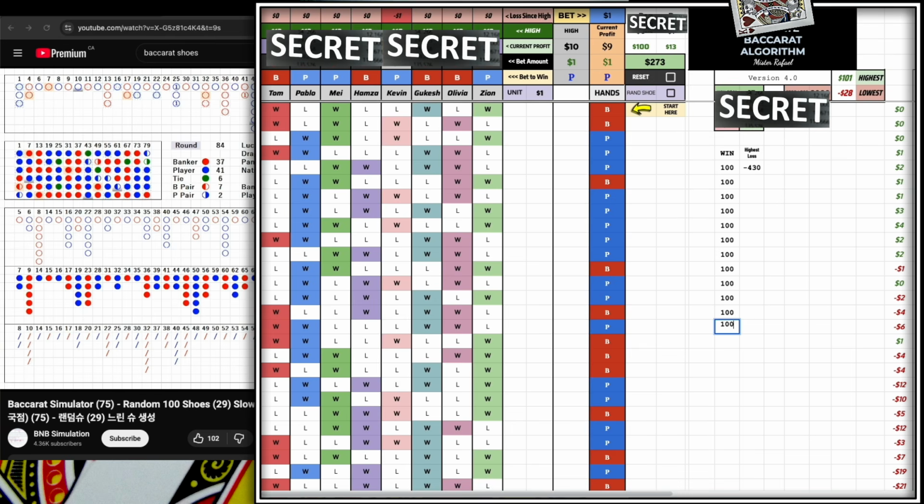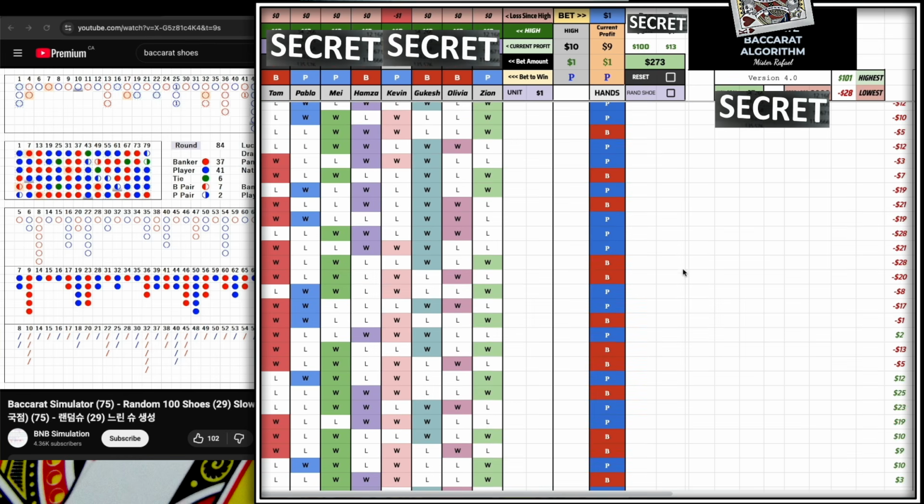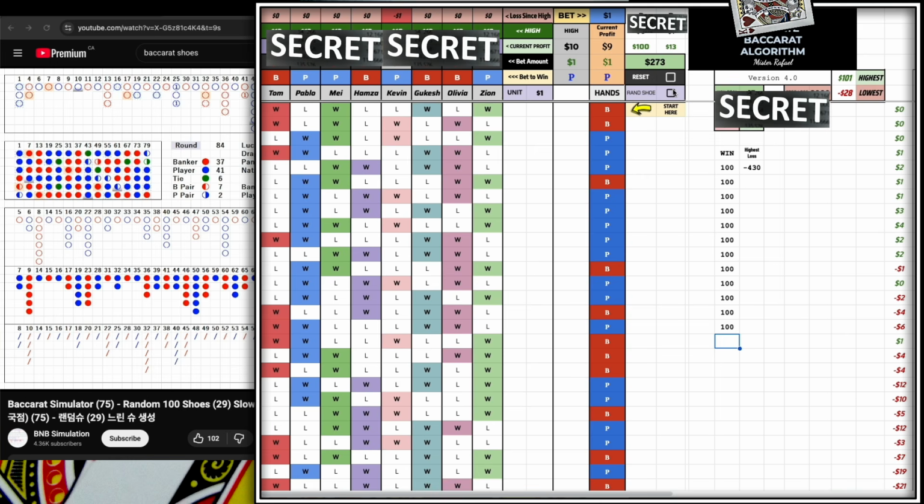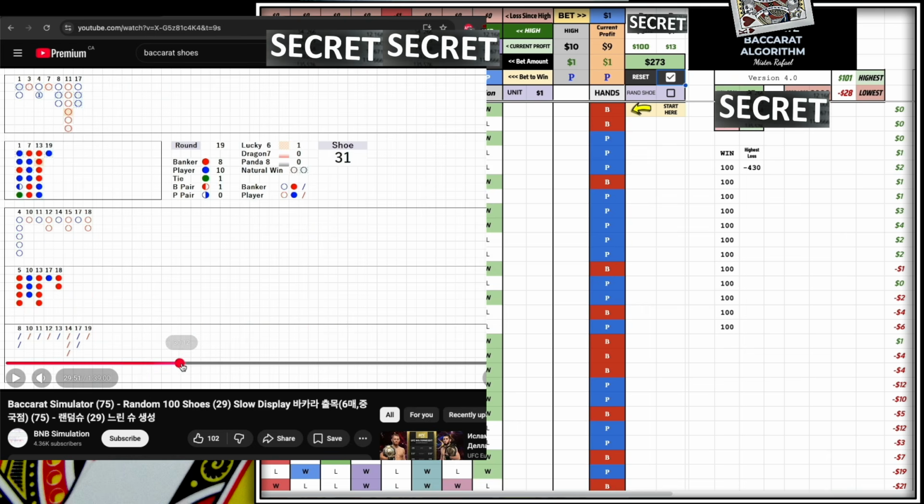Let's add another $100. This is insane. More on par with what I expect. 2 shoes to get to the win goal. I know we went to 3 shoes a bunch of times, but it happens on occasion. All right, let's clear. Let's go to the next shoe, 31.